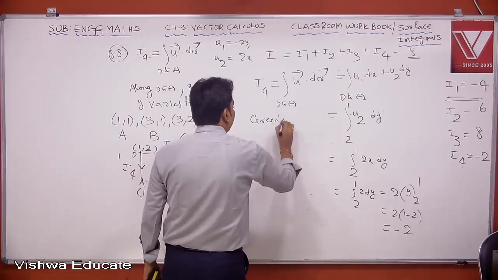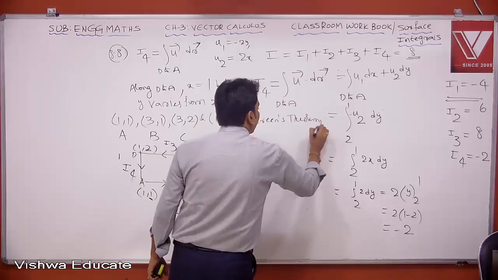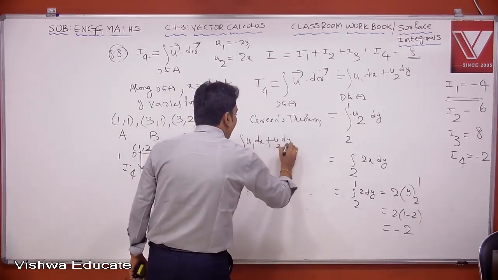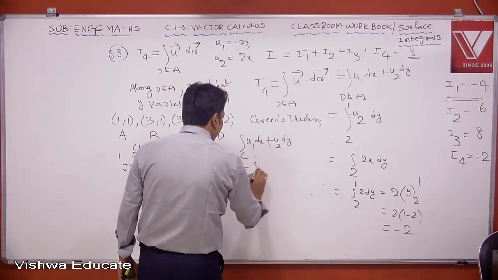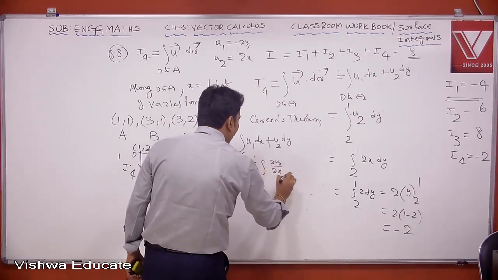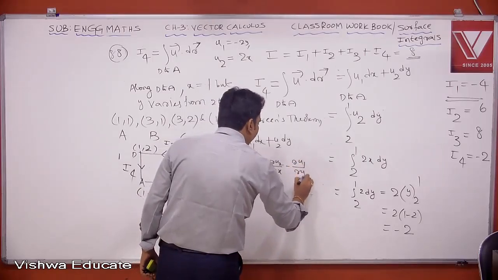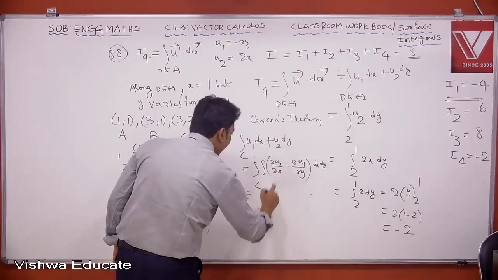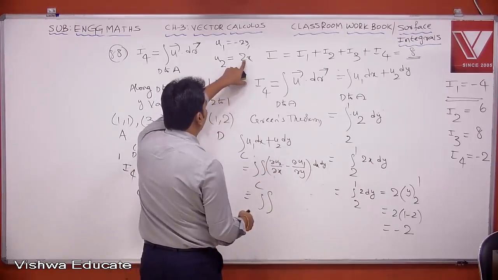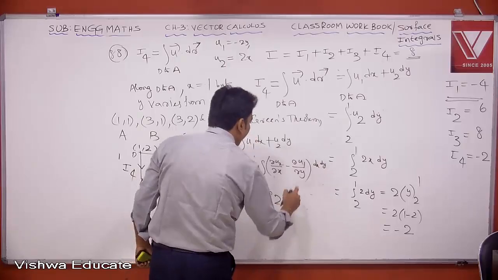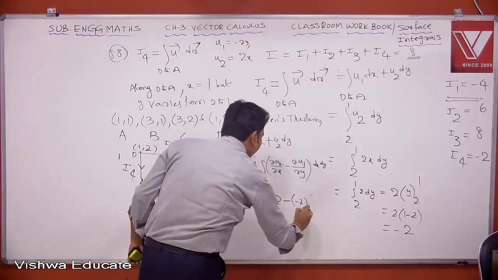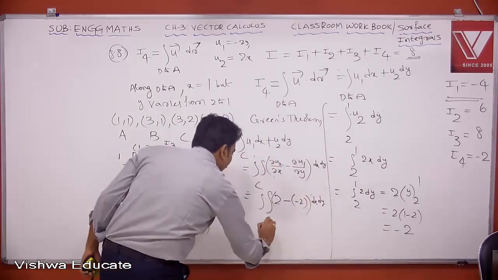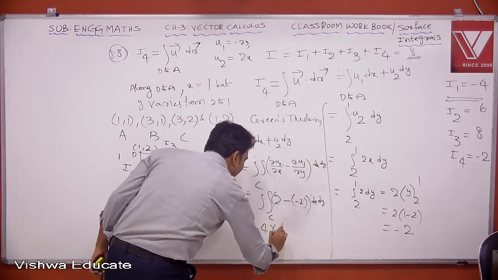When you apply Green's theorem, the integral of u1 dx plus u2 dy over the curve C equals the double integral of (dou u2 by dou x minus dou u1 by dou y) dx dy over the region C. So therefore, dou u2 by dou x is dou by dou x of 2x, which is 2, minus dou u1 by dou y, which is minus 2, dx dy. So this is over C, so 4 into area of C.